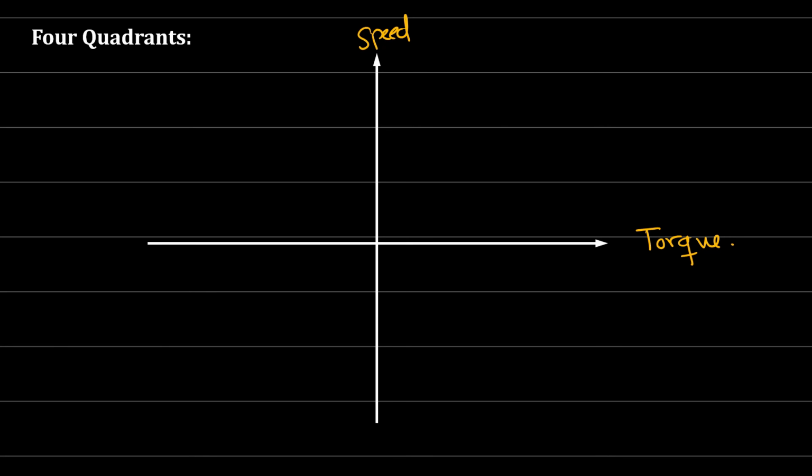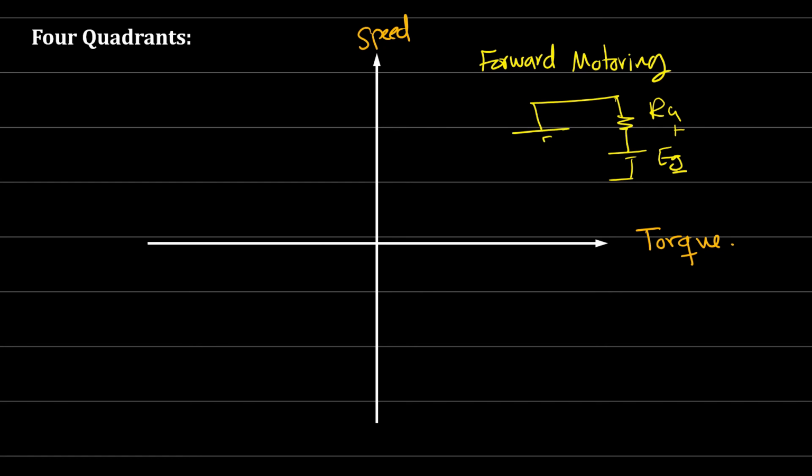Now if we have forward motoring, then we expect that VA is greater than EG, no problems. So here the circuit can be something like this. I will say this is EG plus minus, this is RA, and here we have VA also plus minus. So the current is in this direction, IA, and IF in the same direction, and at this point VA is greater than EG, and this is what we call forward motoring.